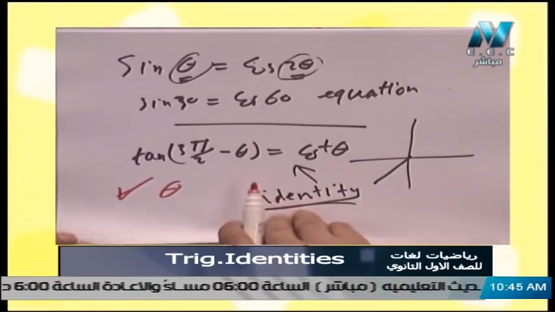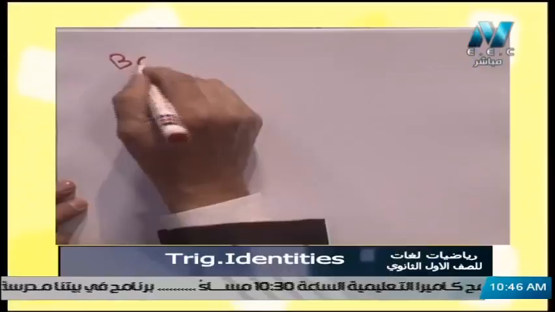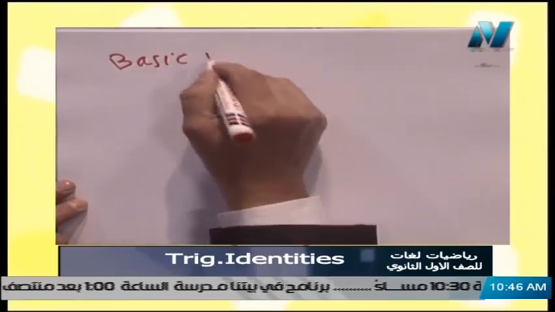Okay, let's move to some basic identities that we have studied in the first term. My dear students, basic identities are very important for you to keep in mind. Why? Because when you have these rules, you will act easily with any identity to prove. Let me remind you of the basic trig identities.